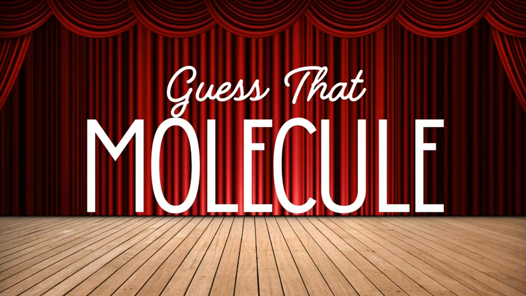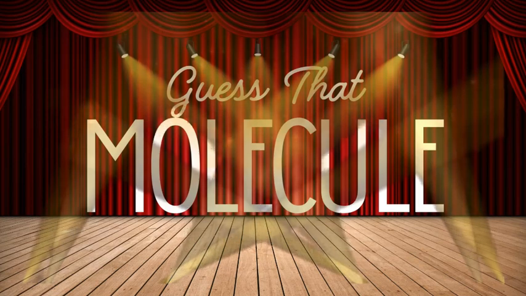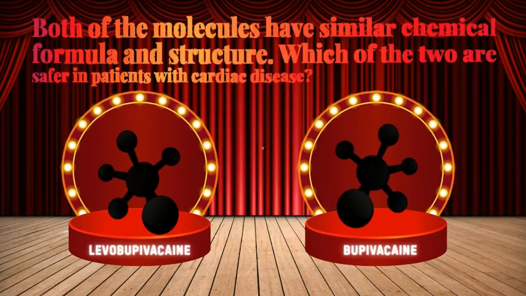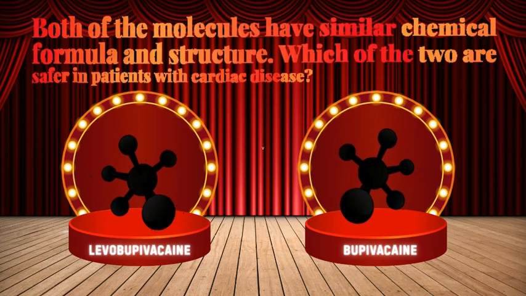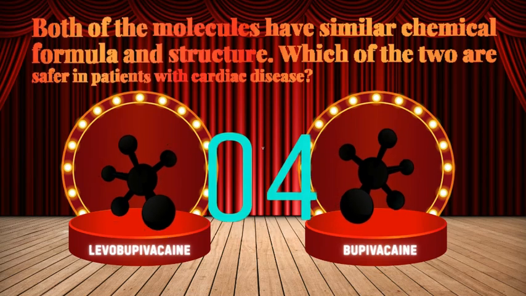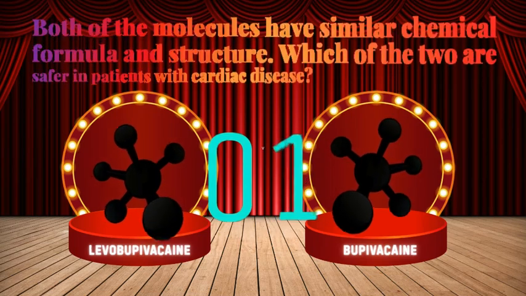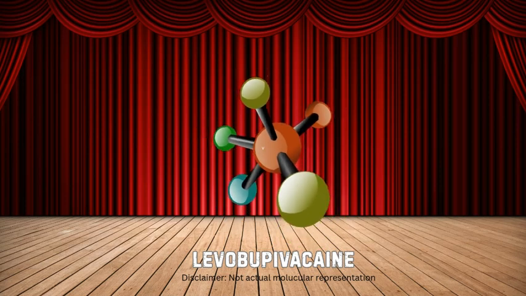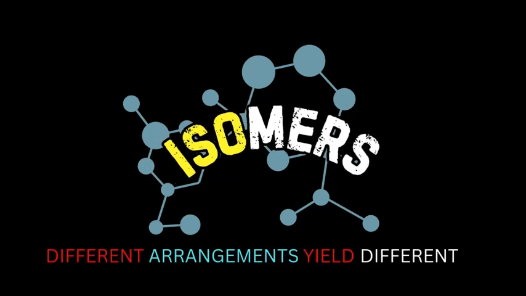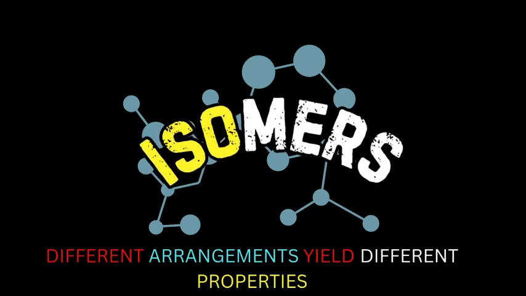Everyone, and welcome back to Guess That Molecule. Both of the molecules have similar chemical formula and structure. Which of the two are safer in patients with cardiac disease? The answer is levobupivacaine. Good job. Join us as we dive into the exciting world of isomerism and how different arrangements yield different properties. Let's go.